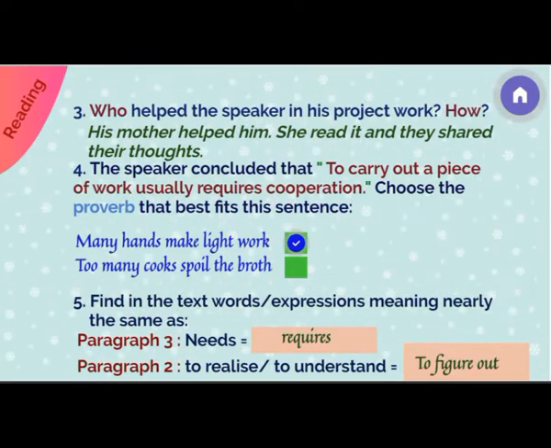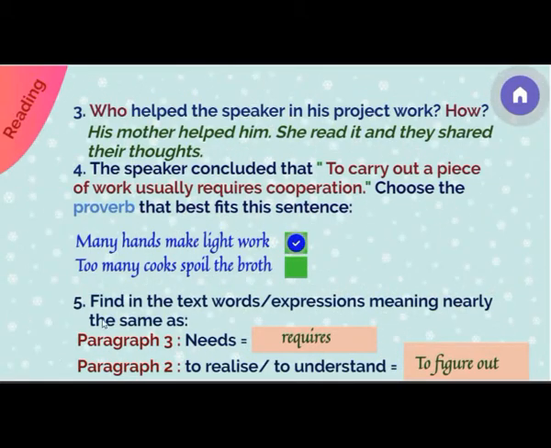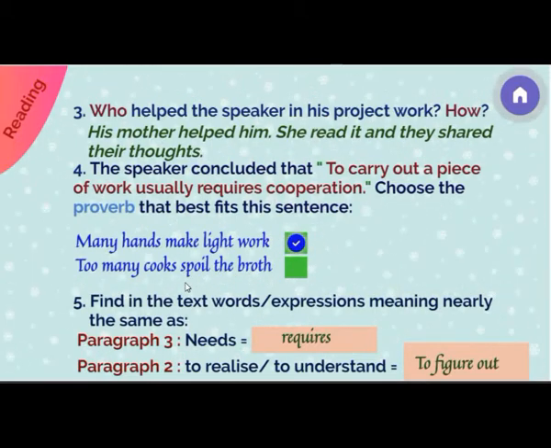It means that a task is soon accomplished if many people help. And proverb 2, too many cooks spoil the broth. It means that if too many people are involved in a task or in an activity, it won't be done well, which is not the case in our lesson.